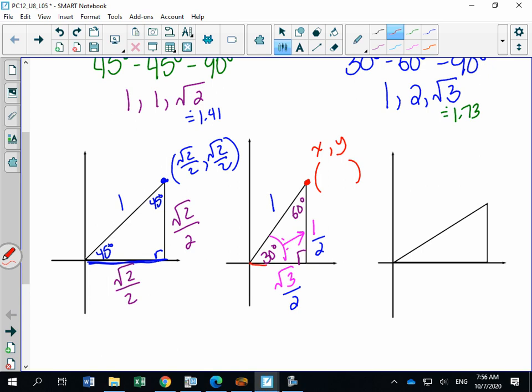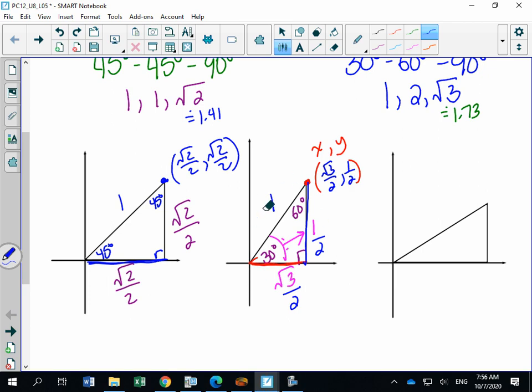Well, the x coordinate is this length here, and this length here is root 3 over 2. And the y length up here is 1/2. So that is going to be all of your points. That's going to be your coordinate for your 30-degree angles. It's going to be root 3 over 2, 1 over 2. So again, this is how we construct it.